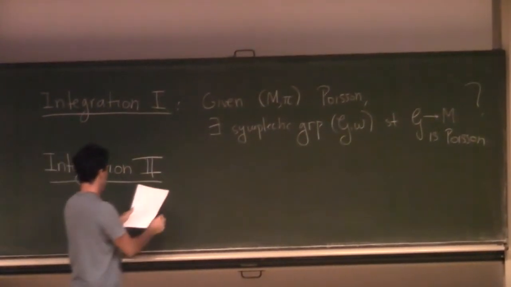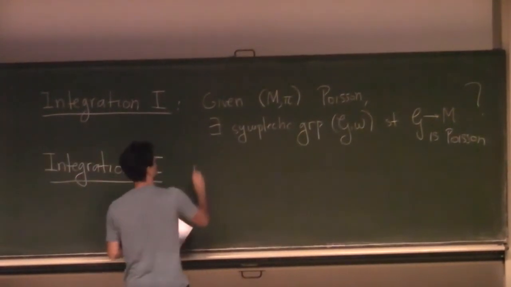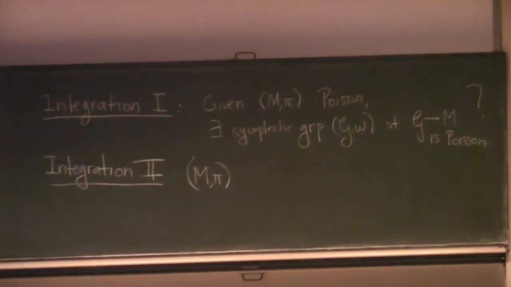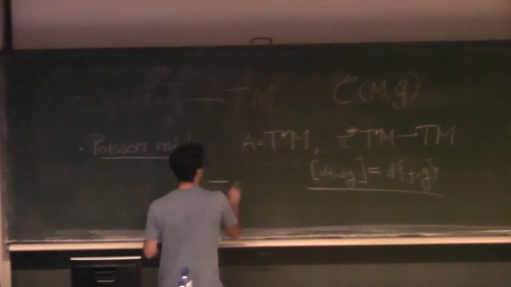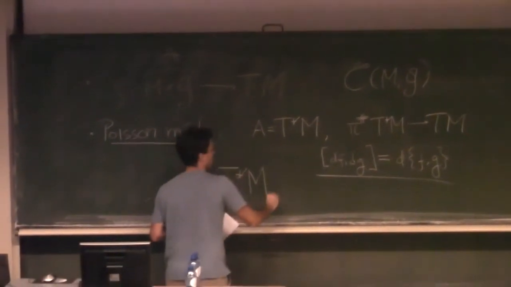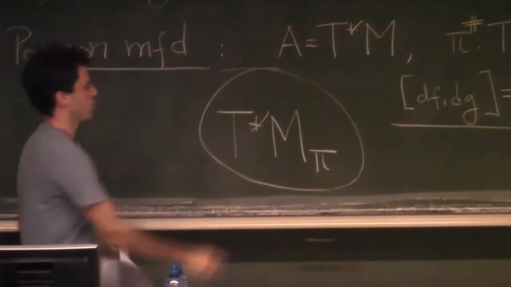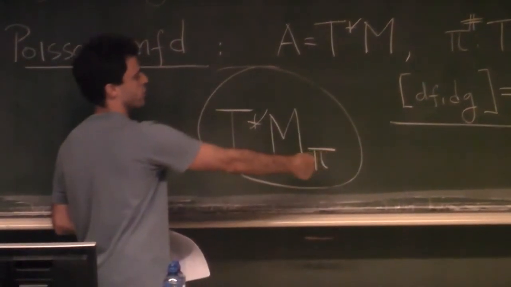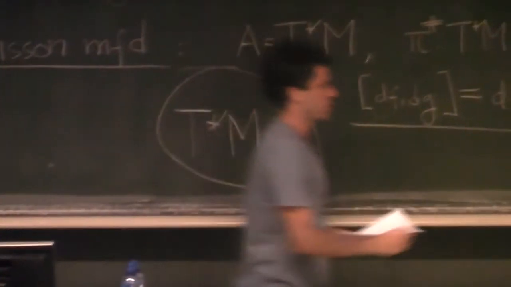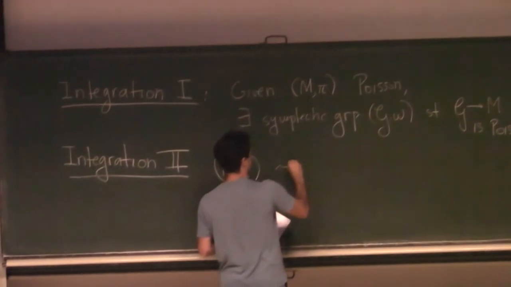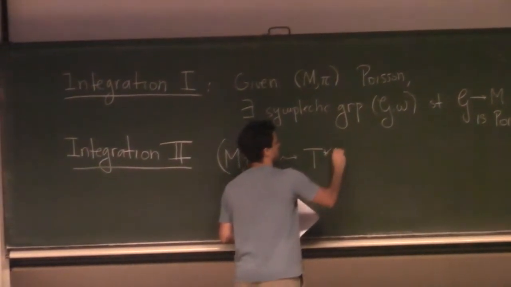So given a Poisson manifold, you can associate to it the Lie algebroid of a Poisson manifold. Let me denote it like this. It's the cotangent bundle with the Lie algebroid structure that comes from the Poisson structure. So out of this, you have a Lie algebroid.